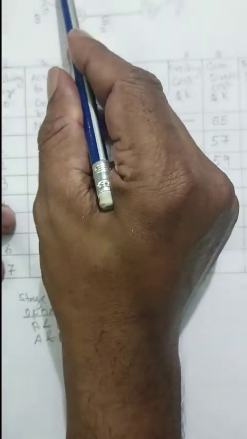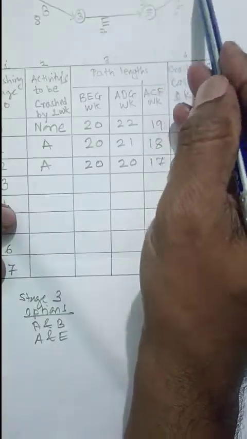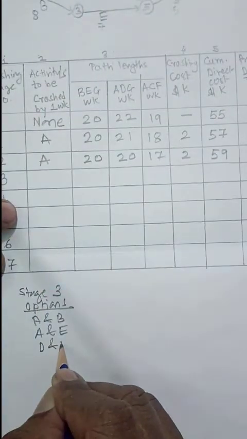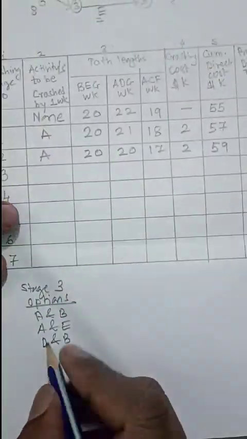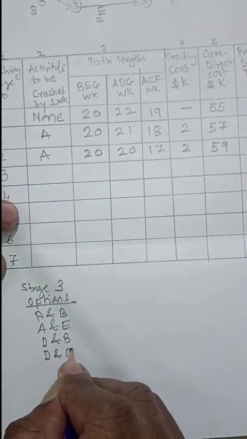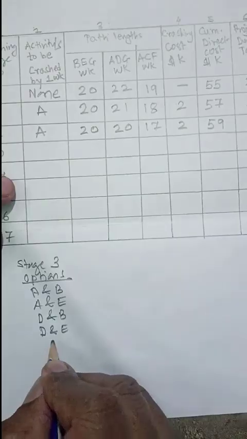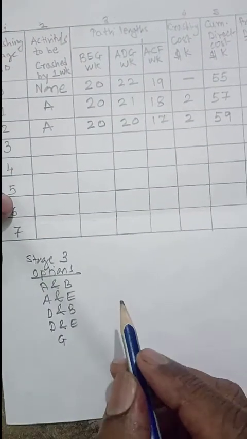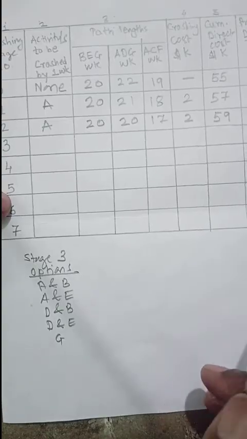So I have to crash here also, and one of these here also, or I have to crash the common one, right? So A and B, or A and E, or D and B, or D and E, or G. Any of these combinations will give me a reduction in the total duration.